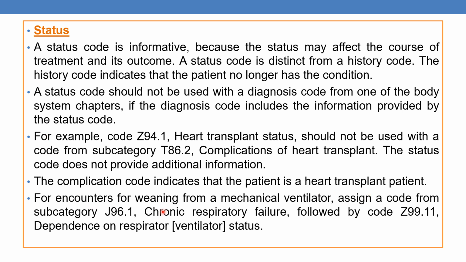And for encounters for weaning from a mechanical ventilator, assign a code from subcategory J96.1, that is chronic respiratory failure, followed by Z99.11, dependence on respiratory ventilator status. Here, the status code is required because the encounter is for weaning from a mechanical ventilator. For that reason, you need to indicate that the patient is dependent on the ventilator. The code is Z99.11.